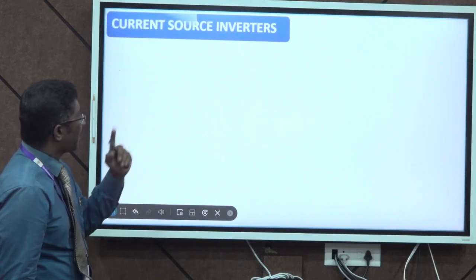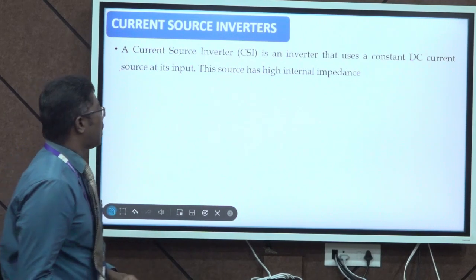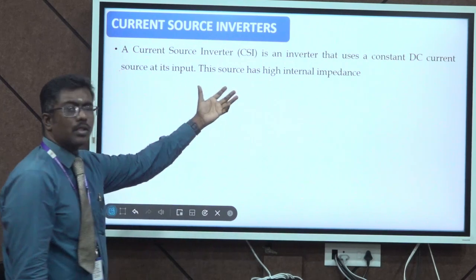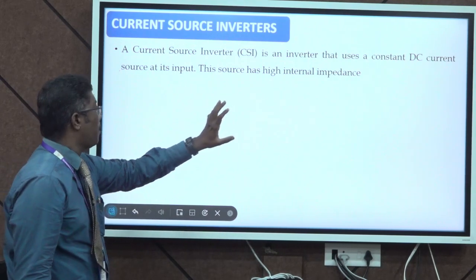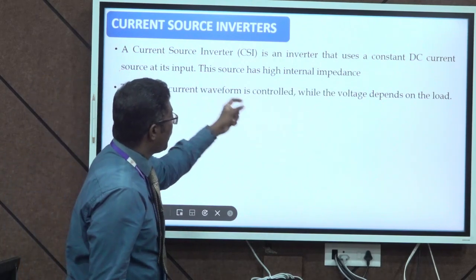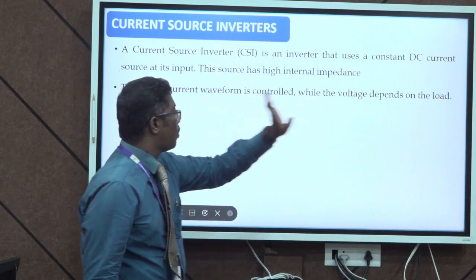And next, the second category is the current source inverter. A current source inverter has a constant current source at the input, and the source has high internal impedance. The output current is independent and can be controlled, whereas the voltage is dependent only on the load.